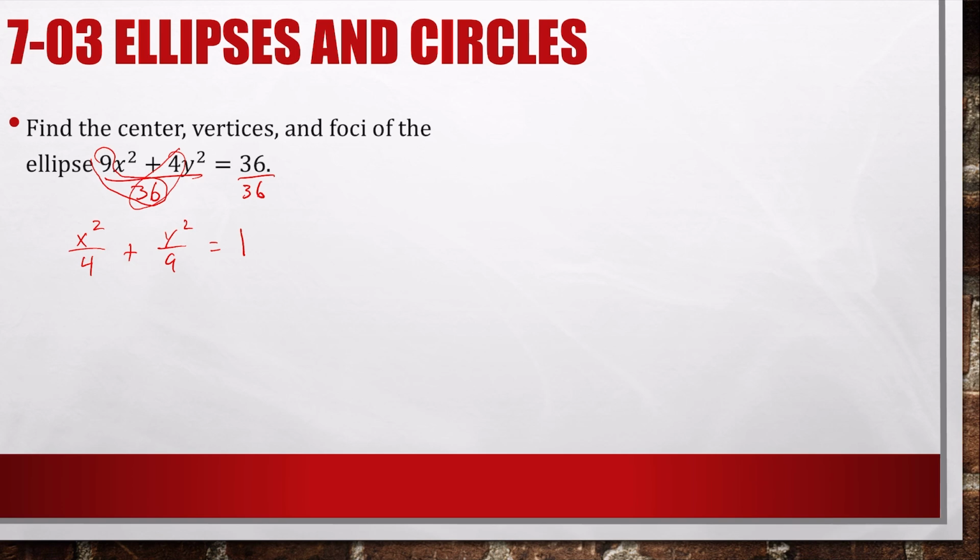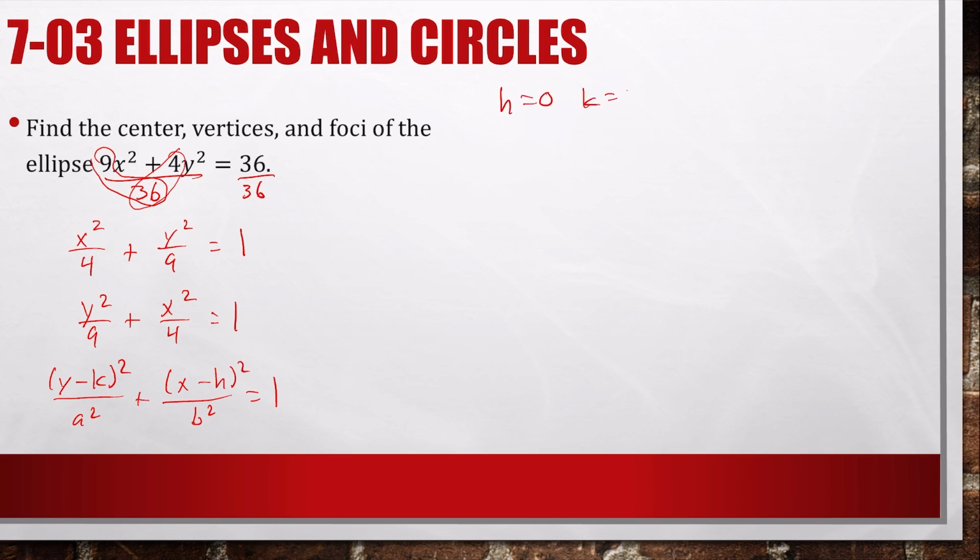Now also remember, the largest denominator needs to come first. So the y squared over 9 needs to come first. So the y squared comes first. We compare this to y minus k squared over a squared plus x minus h squared over b squared equals 1. From that we can see that h equals 0 and k equals 0, since there's nothing being subtracted. We know that a squared is 9, so a is 3, and b squared is 4, so b is 2.